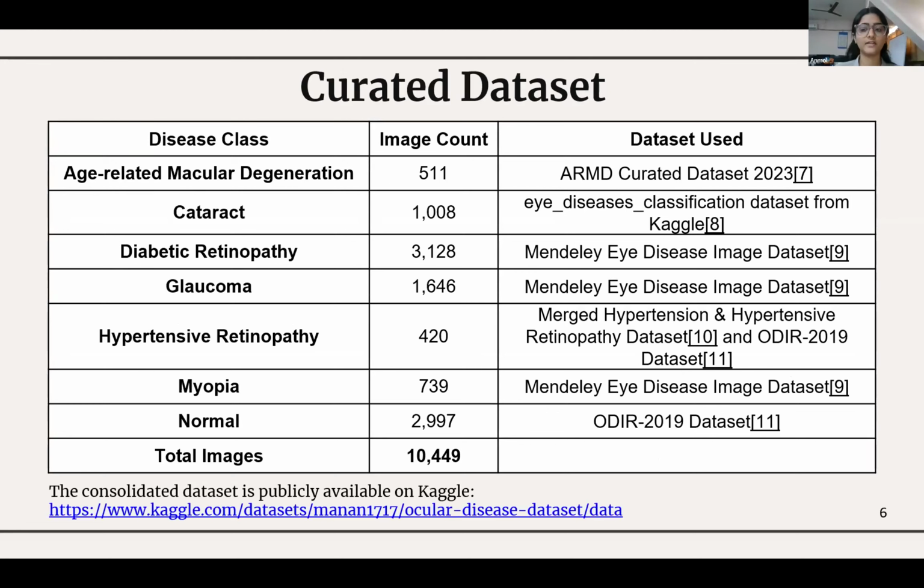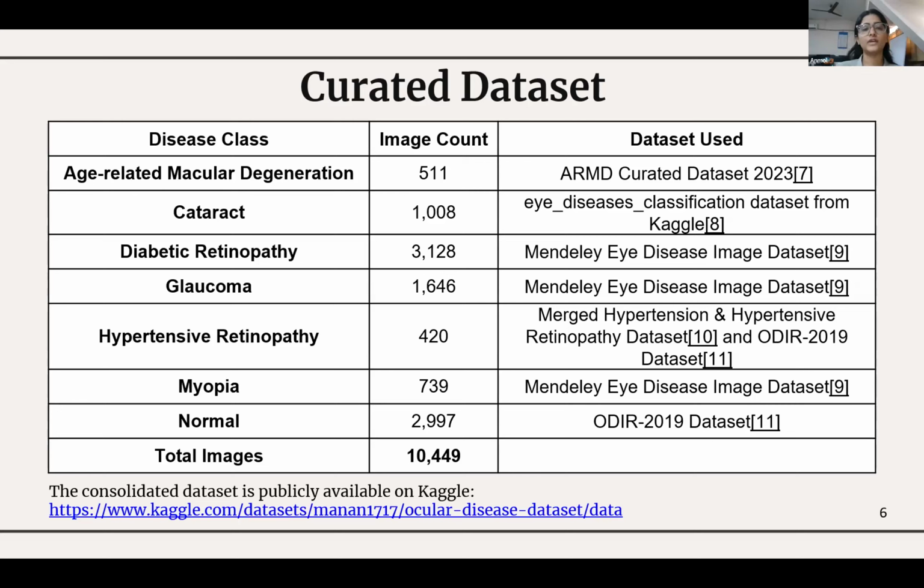So creating a consolidated data set of 10,449 images was a crucial step in our project. To achieve this, we integrated the data from 5 publicly available data sets, that are mainly the ARMD curated data set, eye disease classification data set, Mendeley eye disease image data set, hypertension and hypertensive retinopathy data set, and ODIR 2019 data set. So this diverse data set enabled effective training and better generalization across all the 7 classes. To support future research, this consolidated data set of 10,449 images is publicly available on Kaggle.